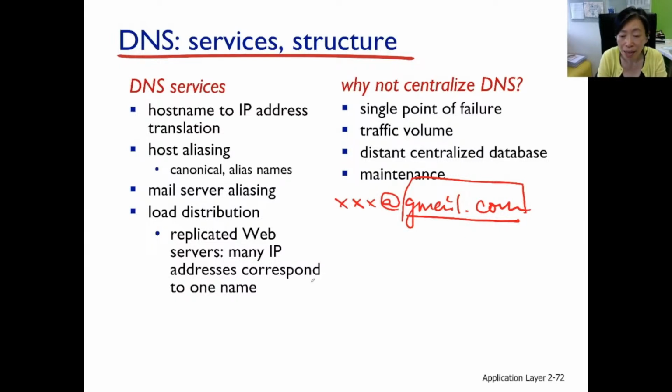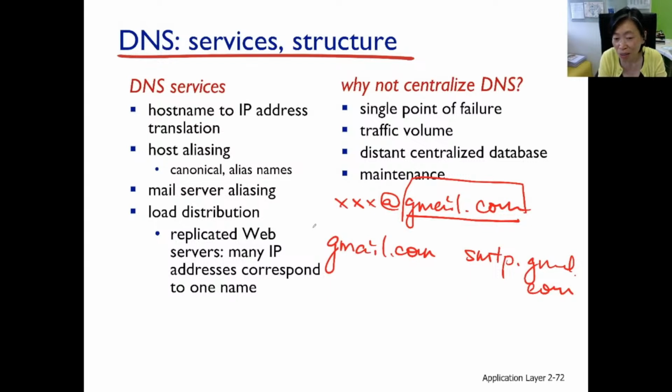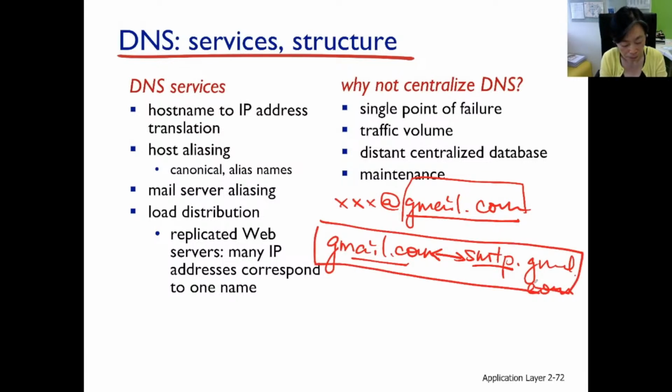So what happens in DNS is there are also entries saying for this domain, gmail.com, all the emails destined to this domain should be sent to this machine, smtp.gmail.com. This we talked about when we were telnetting to an email server to demonstrate the message exchange there. smtp.gmail.com is the actual mail server for gmail.com. So there is also this entry in the DNS service, and this is called the mail server aliasing service.